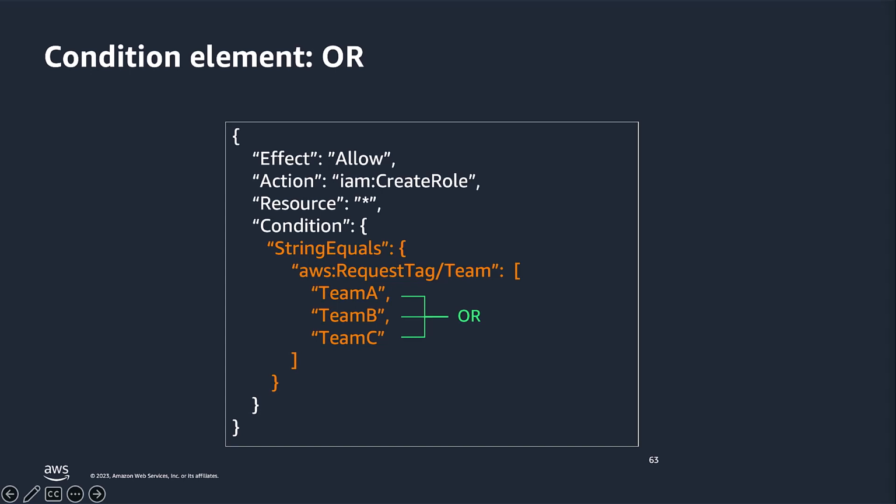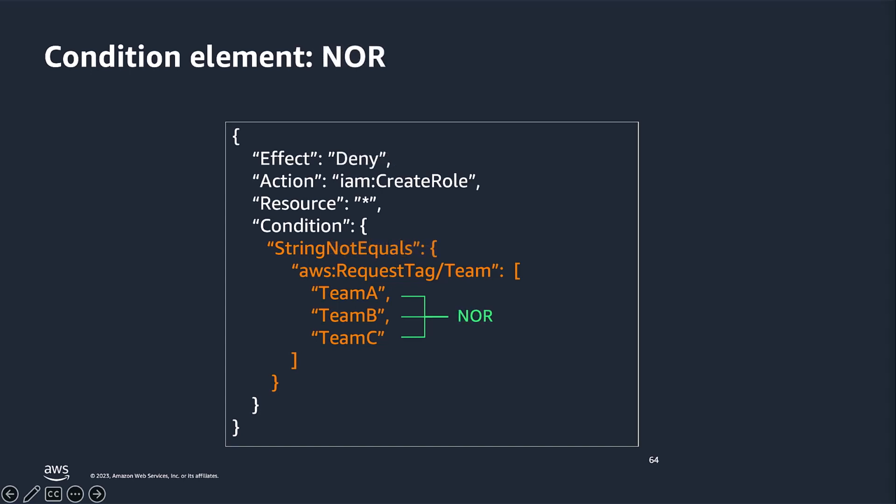Okay, so first off, values for a condition key are ORed. This policy allows the creation of an IAM role if the tag in the request with a key of team has a value of team A or team B or team C. So values of a condition key are evaluated as a logical OR.